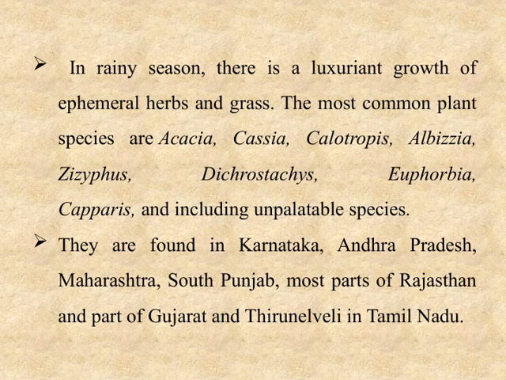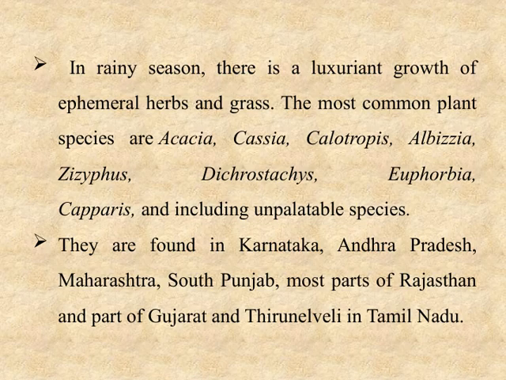During the rainy season, we see a remarkable burst of growth in ephemeral herbs and grasses. These plants tend to sprout quickly and flourish due to the ample moisture. Some of the most common species you'll notice include acacia, cassia, calotropes, albizia, ziziphus, dicrostachys, euphorbia, and capparis. Interestingly, you'll also find species that are quite unpalatable, meaning they're not favored by herbivores or humans.